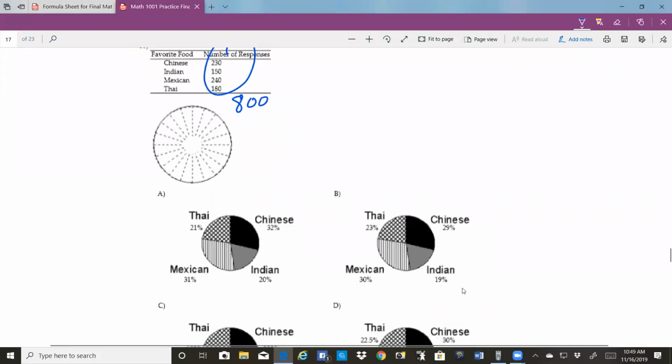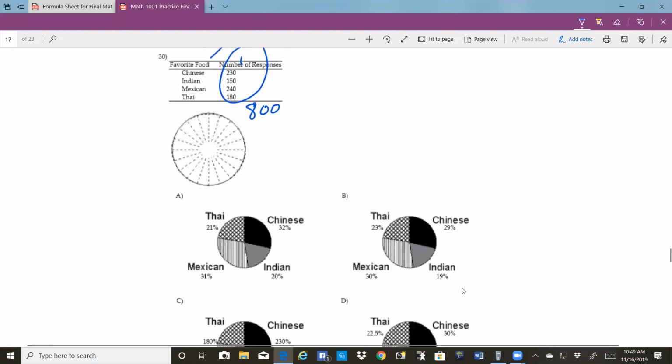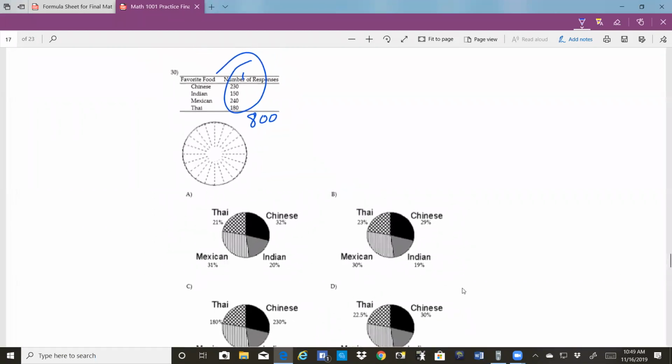Now, for this particular problem, the Chinese percentage would be 230 over 800, which is 0.2875, which, if you round off to the nearest percent, is 29%.